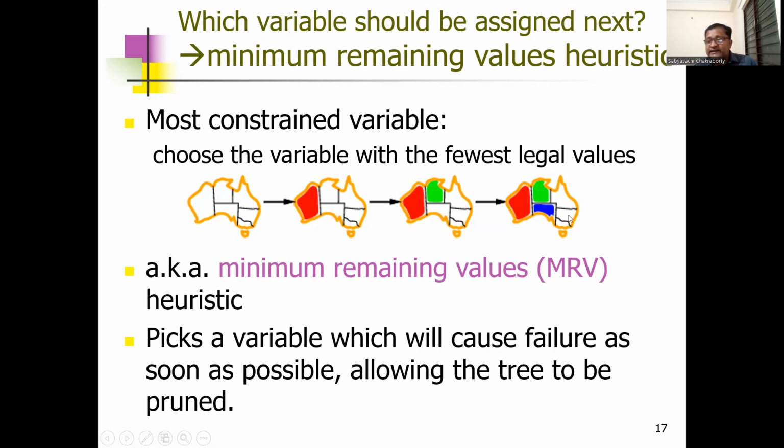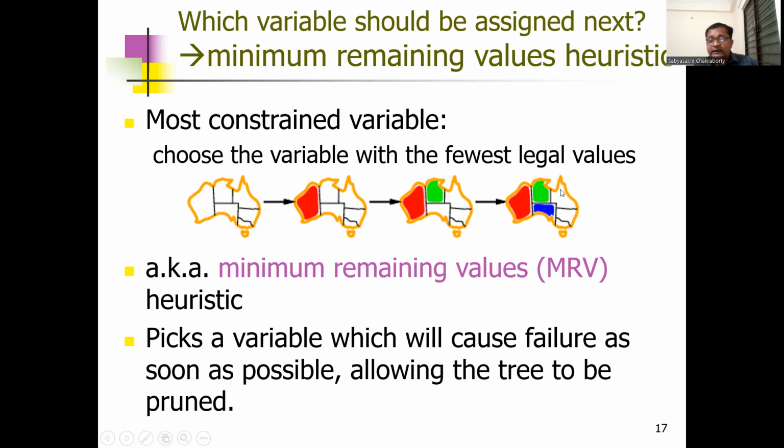So for New South Wales, how many values are remaining? It is 2, because only one neighbor is colored, that is South Australia, which is blue. So apart from blue, there are 2 other colors, green and red, which are available for New South Wales. And Victoria also has 2 remaining values in the same manner. So the minimum remaining value belongs to Queensland.